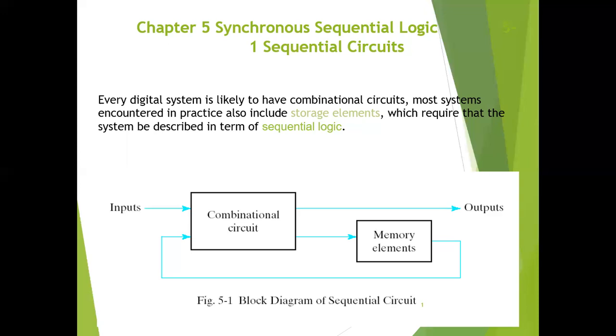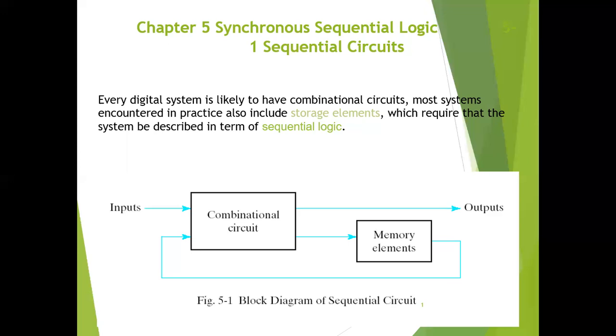So a sequential circuit is specified by a time sequence of inputs, outputs, and internal states. In contrast, the output of combinational logic depends only on the present value of the inputs. As we know, in combinational logic circuits the output depends only upon the present state of the inputs. But in sequential circuits, the output depends on the present state of the inputs and the previous states of the memory elements.